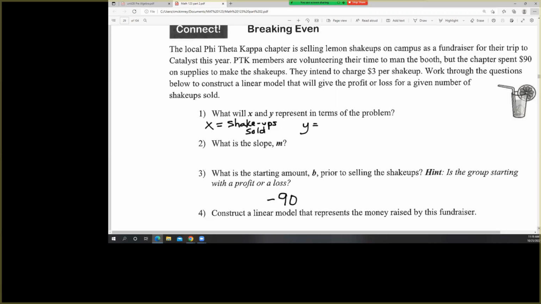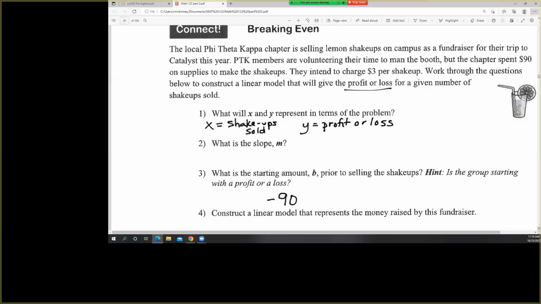No, the Y is going to represent, what are we looking for here? The profit or loss. Yeah, Y is going to be the profit or loss. How would we know if it's a profit or a loss? Yeah, if it's a loss, it will be negative. Okay.